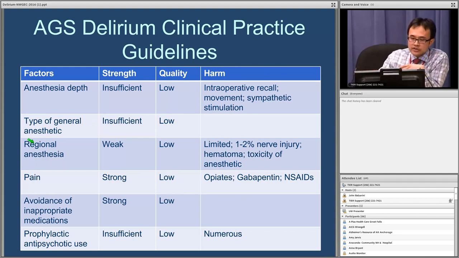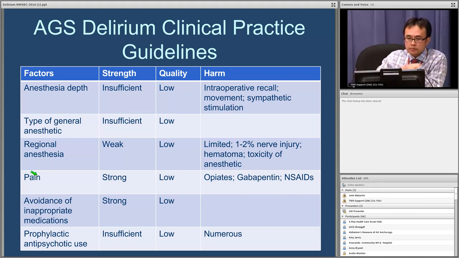And so as you can see, the strength of the evidence is weak and the quality is low. But when you look at the harm, it's actually not so bad. There's very limited harm with its use. And so in some institutions, you'll see regional blocks used much more frequently, depending on what type of injury a person has.